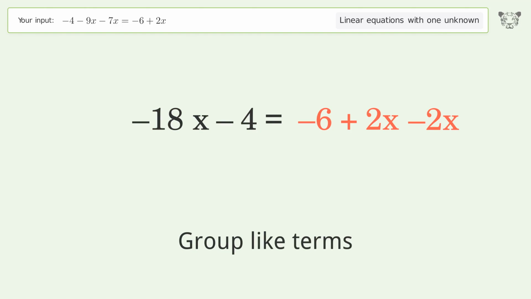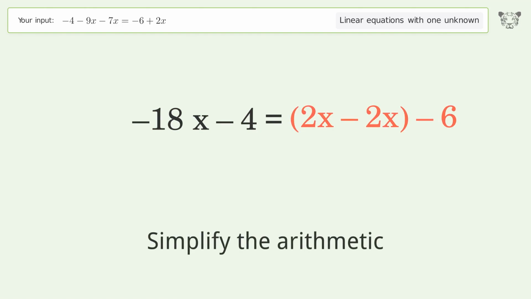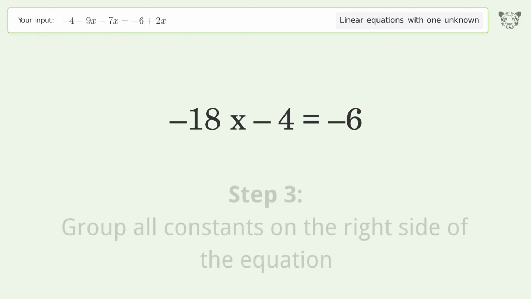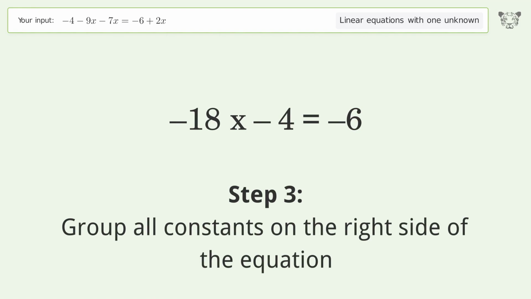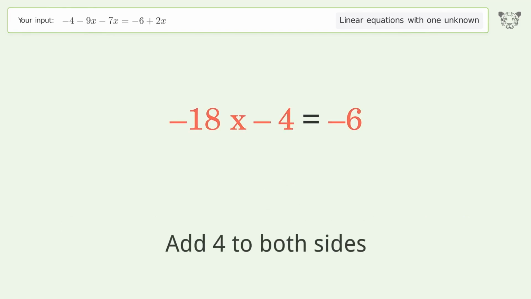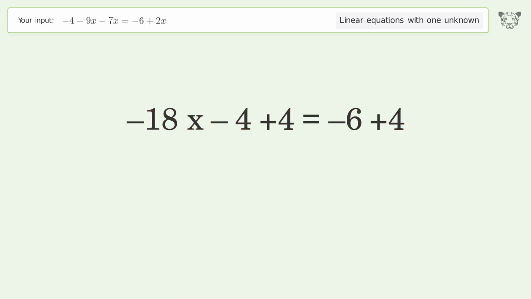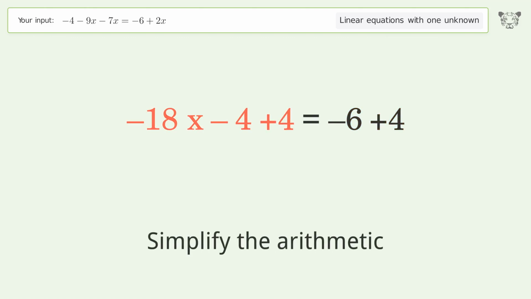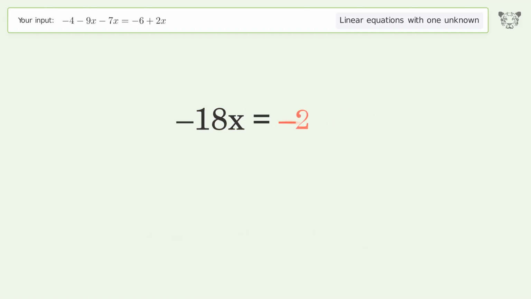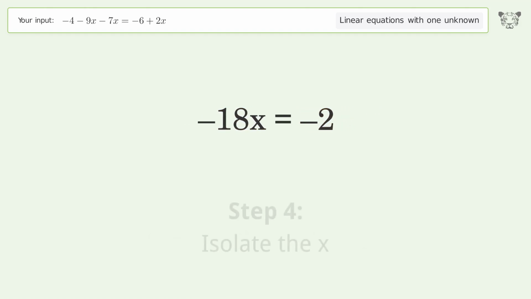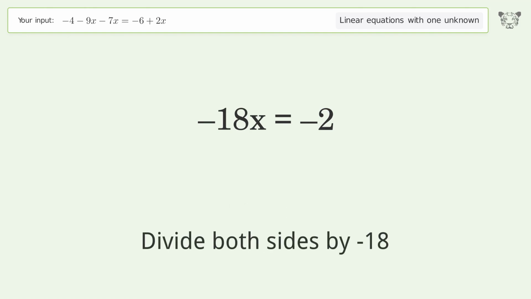Group like terms. Simplify the arithmetic. Group all constants on the right side of the equation. Add 4 to both sides. Simplify the arithmetic. Isolate the x. Divide both sides by -18.